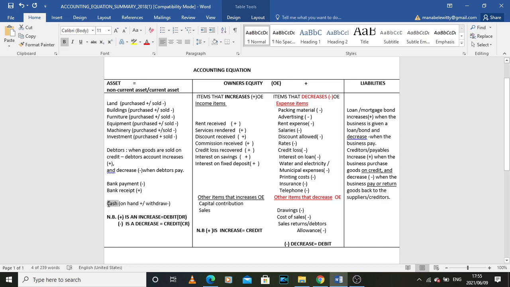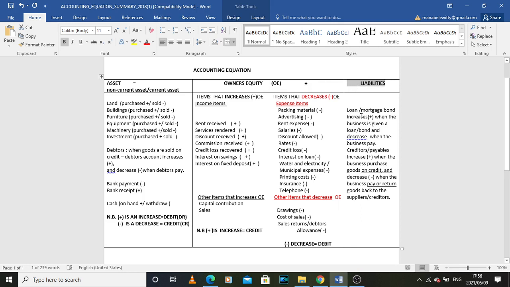Cash: if you have money on hand, cash on hand is something that you have either in the business or at the bank account. It's a plus sign because it increases an asset. When you do a withdrawal, you're subtracting from your asset. So this is how you deal with asset. It's an increase whenever you purchase or you receive something or you sold goods on credit. So let's jump over owner's equity and come to liabilities.